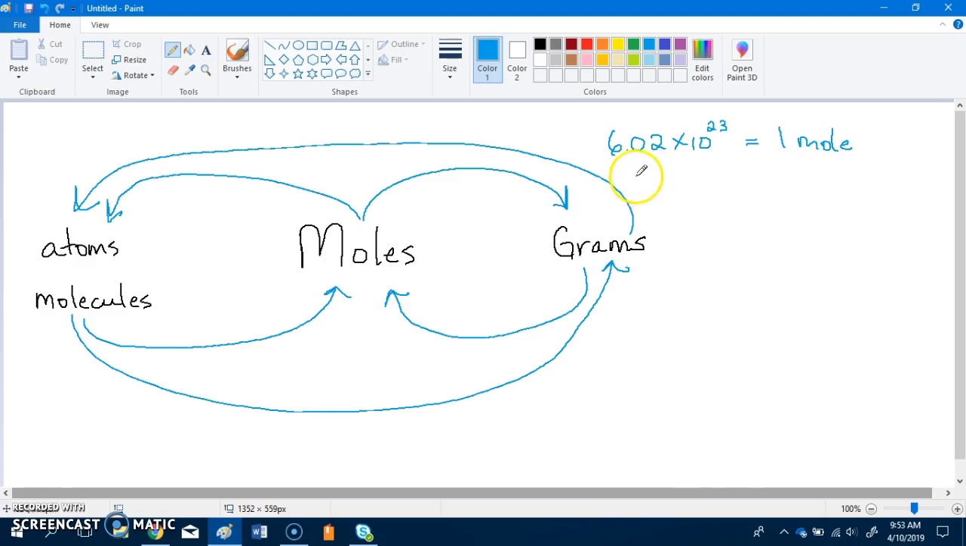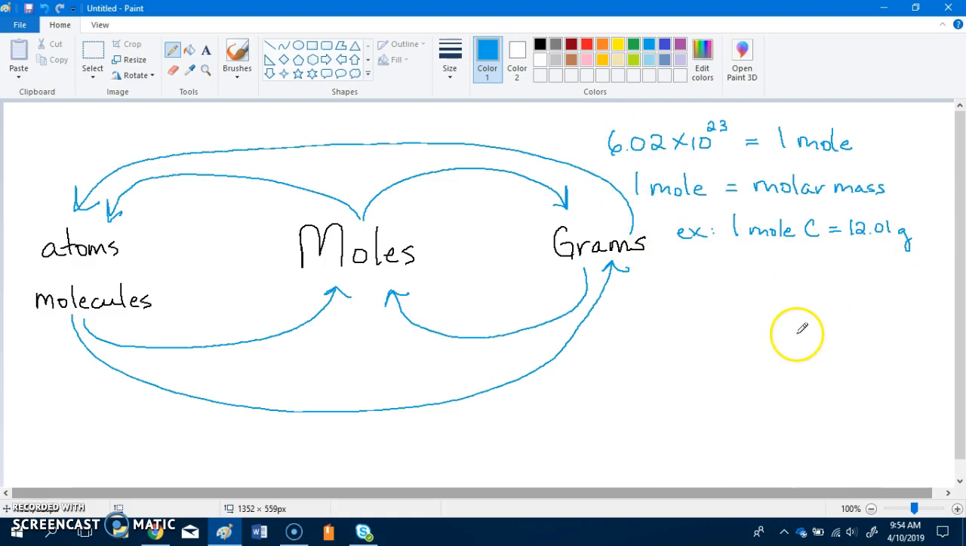The other conversion factor that's useful is that 1 mole of anything is going to be the molar mass of the element on the periodic table. So an example of this would be if you have 1 mole of carbon atoms, the molar mass is going to be equal to 12.01 grams, which is the molar mass found on the periodic table. And as long as you have your periodic table, you can look up the molar mass of any element on the periodic table.